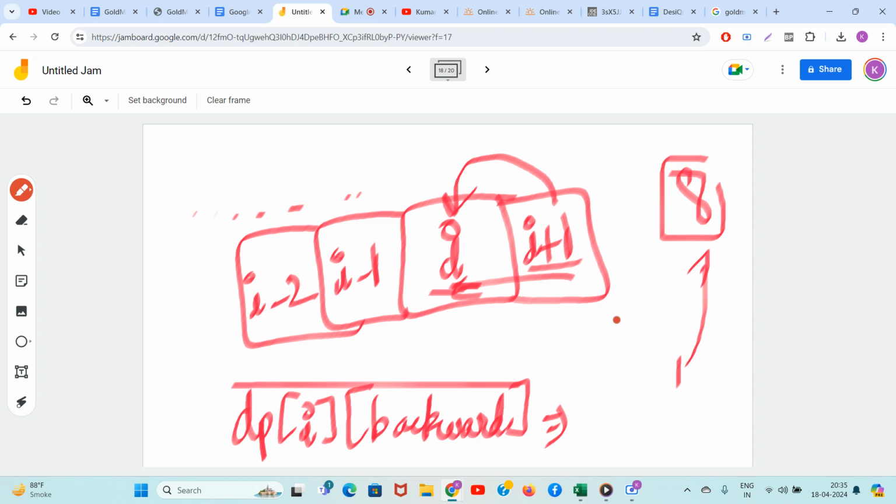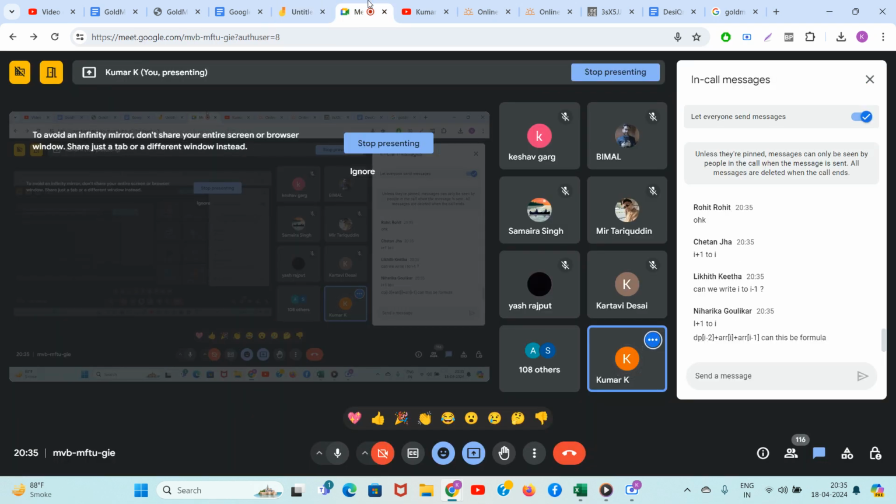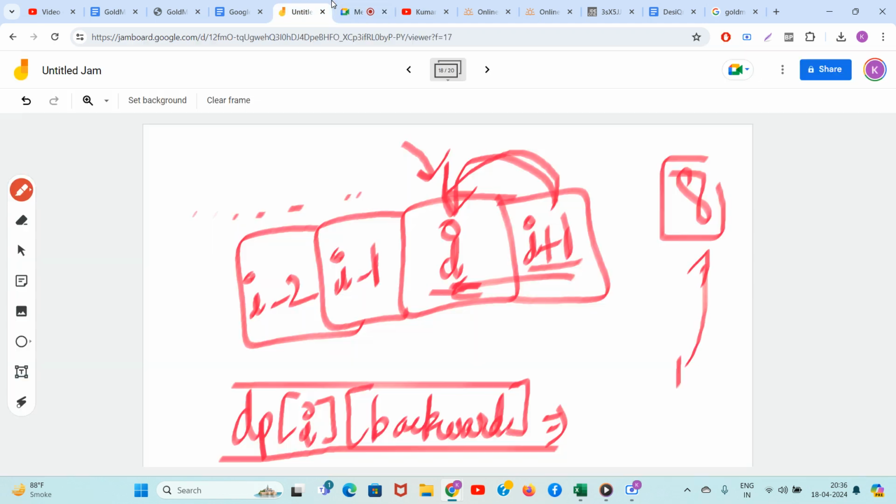values of the previous indices, not I plus 1. But I am now trying to clear the meaning of DP of I backward. DP of I backward means the best answer to reach index I such that you have jumped from I plus 1 to I. Okay? Clear, guys? Now, guys, everyone write yes in the chat if they understood what is the meaning of DP of I backward. This is really brilliant stuff, guys. That's why I'm telling you. Someone needs to write the meaning of DP of I backward nicely in the chat. DP of I backward means you're going from I plus 1 to I. That's it, guys. Clear, guys? Clear?